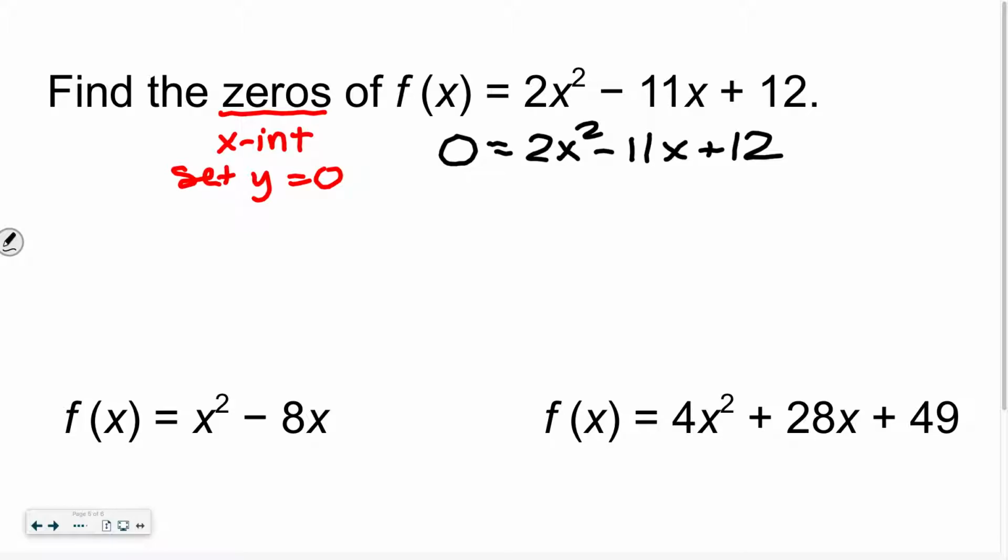Notice I'm not doing f of 0. That would be finding the y-intercept. I'm replacing the y, f of x, with 0. And then solve by factoring. This one, oh shoot, that's odd, so I can't factor out a common factor, right? I would have to do my guess and check. 2x and x. Factors of 12.